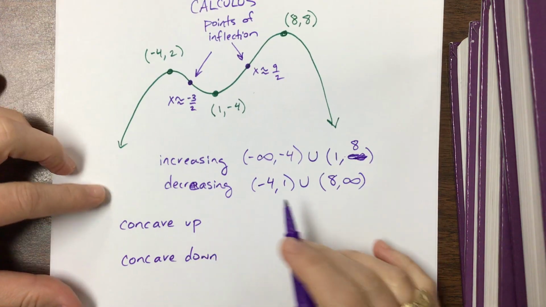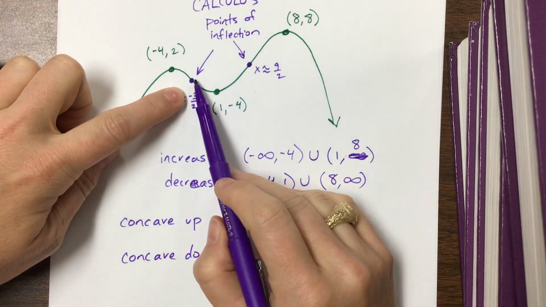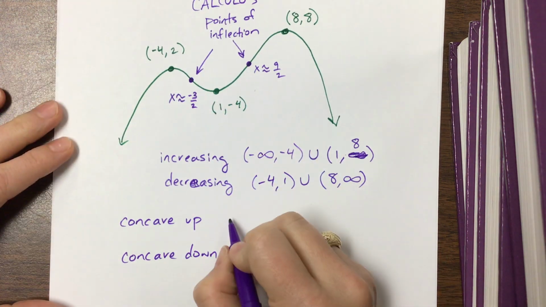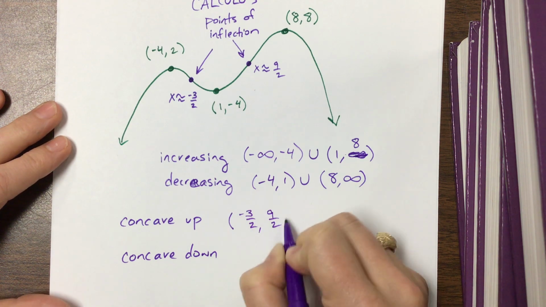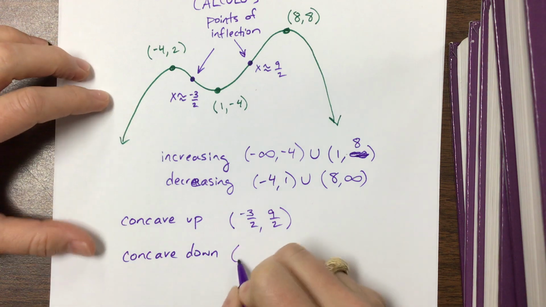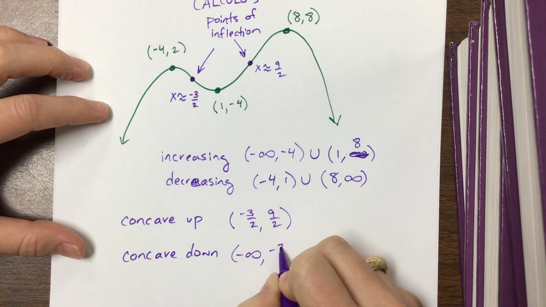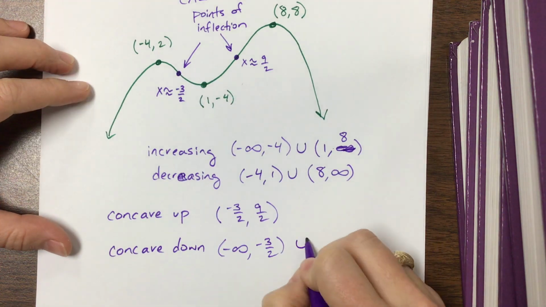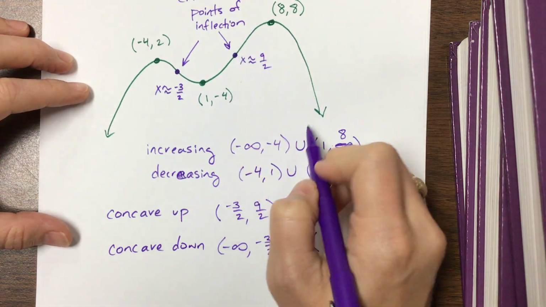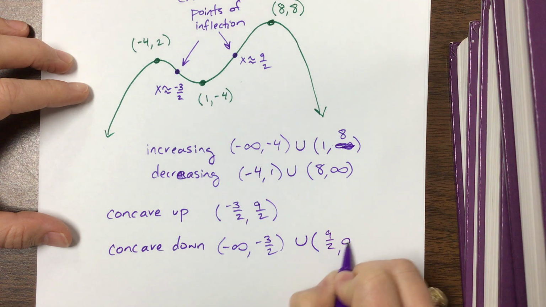So when we talk about where it is concave up, well, it's concave up between those two inflection points. So from the interval -3/2 to +9/2. And it's concave down from -infinity to -3/2. So this is where it was concave down like a frown. And then we're going to pick it up again from 9/2 to infinity.